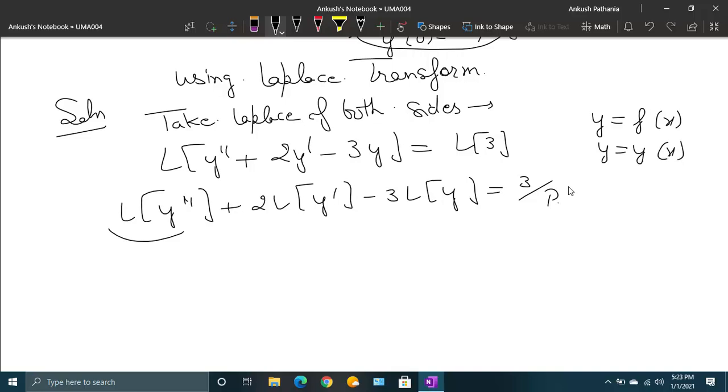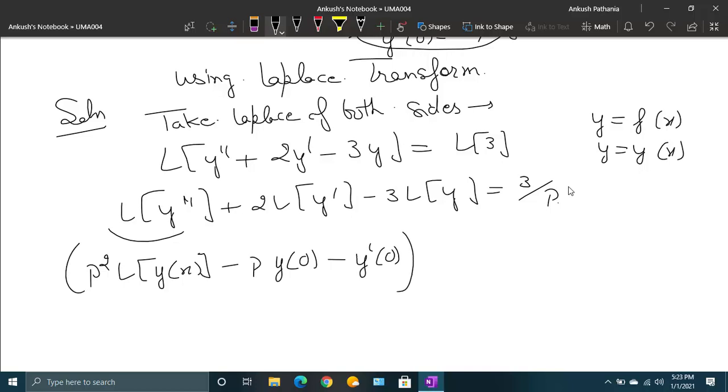So we use now the formula of the Laplace of a derivative. So it is p square Laplace of y, taking y equal to f(x), minus p times f(0) minus f dash 0. You can even take y(0), since we have taken y, so let me take it as y. Even if you take f, there is not any issue, but let me take y. So this is y(0), y dash 0. This is for Laplace of y double dash.